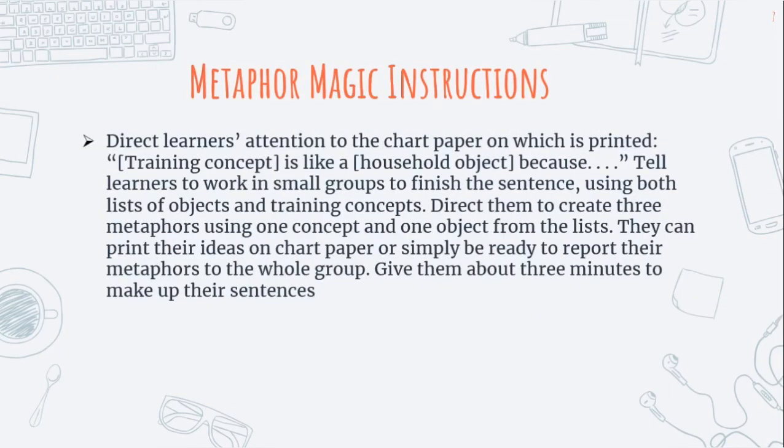Second, direct learners' attention to the chart paper on which is printed, for example, "The training concept is like a blah blah blah because blah blah blah." Tell learners to work in small groups to finish the sentence using both lists of objects and training concepts. Direct them to create 3 metaphors using one concept and one object from the list. They can print their ideas on chart paper or simply be ready to report their metaphors to the whole group. Give them about 3 minutes to make up their sentences.